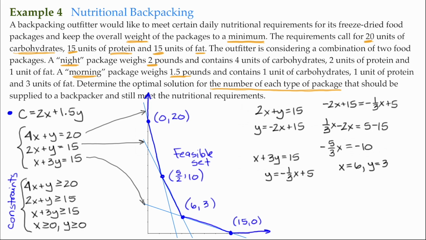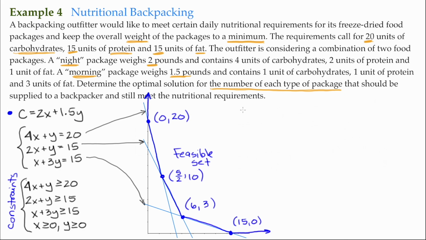So then the final step, the third step, is to go ahead and check each one of these within our objective function. So we'll do that. So C is equal to 2 times 0, using this coordinate here, plus 1.5y, and y is 20. 1.5 times 20, that's 30. And since we're looking to minimize the weight, that's 30 pounds.